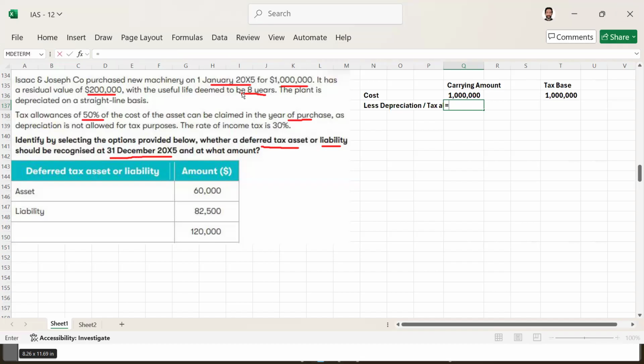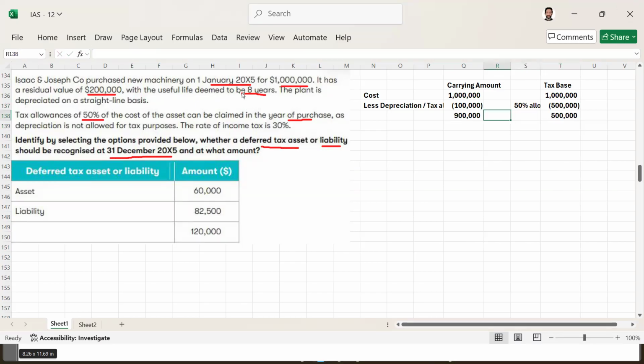So I could just do this small working for you. This is 1 million less the 200,000, that gives us the value after the residual value, that is 800,000, divided by 8 gives us 100,000. So the depreciation for the first year is 100,000. This leaves us with the carrying amount of 900,000, whereas the tax base is based on the 50% allowance. The 50% allowance is 500,000, and then we have the tax base of 500,000 as well.